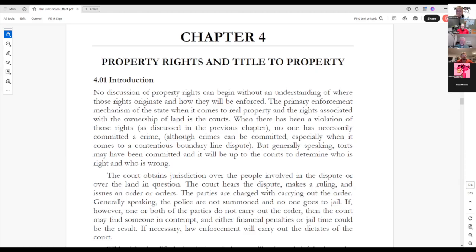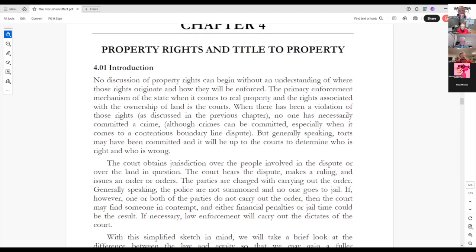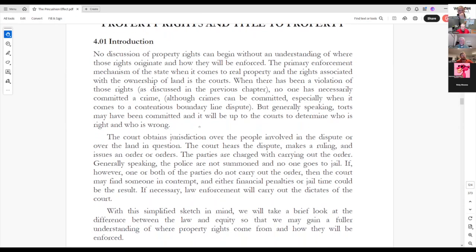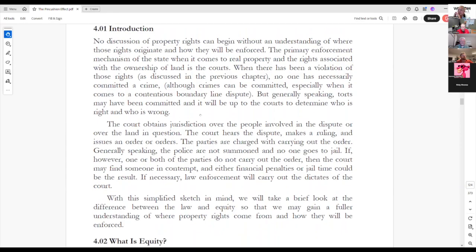Okay, thanks, Jeff. I appreciate that. So maybe give a rundown here, and to add to what's in here, the rights to the property, if I will, come from the government at patent, right? The government owns it, they patent it to the first person, and they have a right now to a tract of land. And then in the first paragraph here, it says the enforcement mechanism. I'll start at the beginning of the paragraph. No discussion of property rights can begin without an understanding of where those rights originate. Again, we talk about the government, the patentee, and then passed down to their successors and assigns, right?